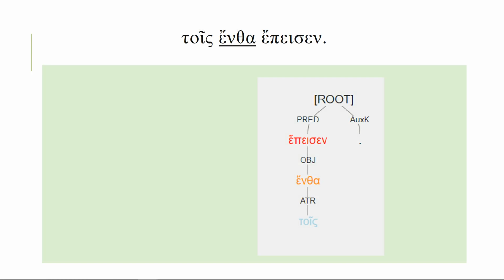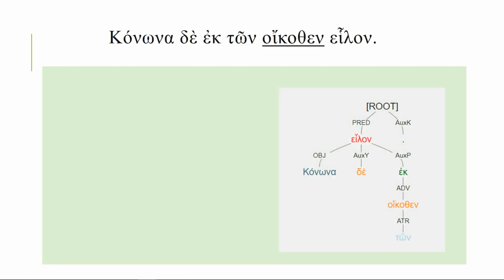the same thing is going on here. Tois entha epaisen. Epaisen means to persuade, okay? And you persuade people in the dative. So he persuaded tois, those men. Which men? The ones there, entha, okay? Konona, oh, sorry, that should be an apostrophe, ton oikothen hylon.